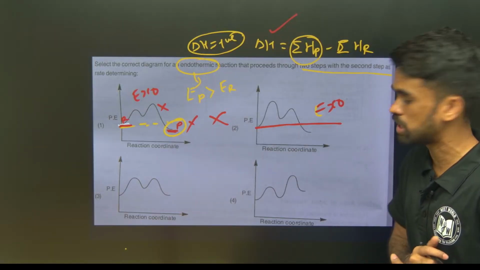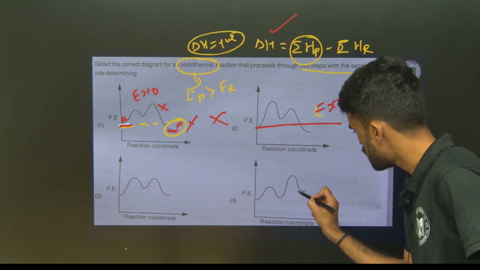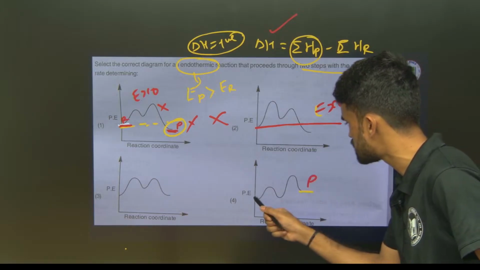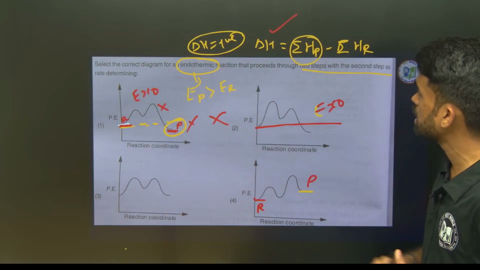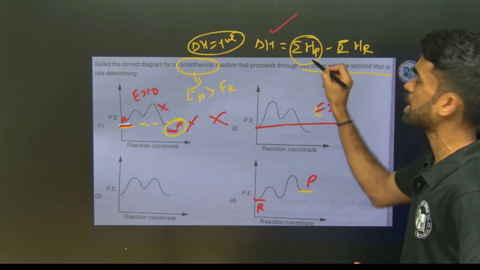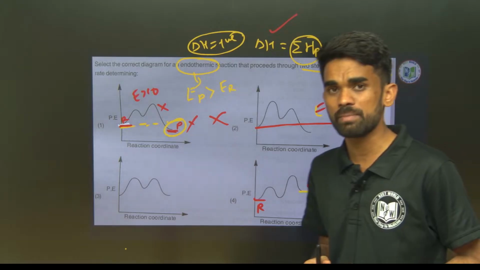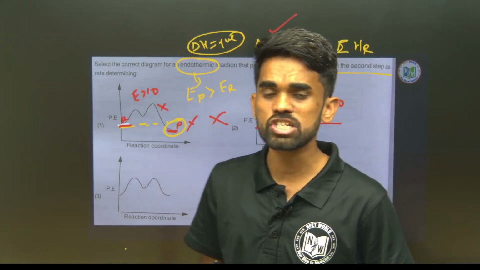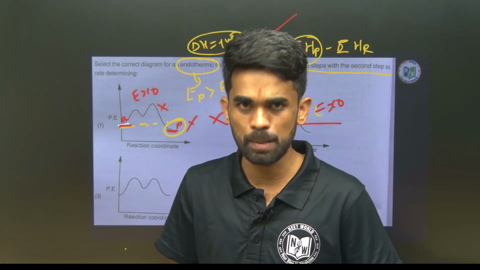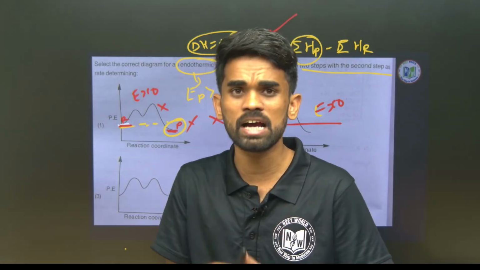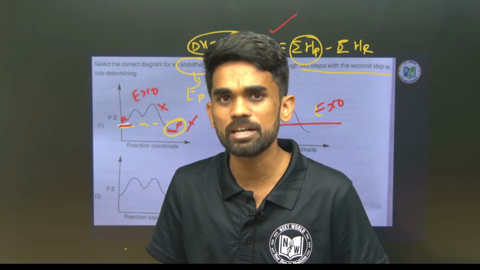like perfectly endothermic. Why? Because the energy of product is greater than the energy of reactant. Therefore, delta H will be positive, and they are saying the rate determining step is the second step. So, for a rate determining step in a given reaction, if there are multiple steps, the slowest step in the complete reaction is considered as the rate determining step.